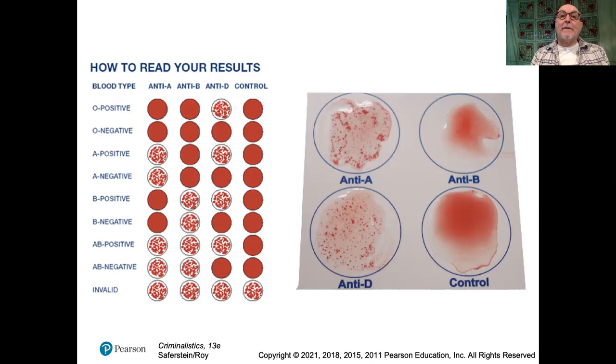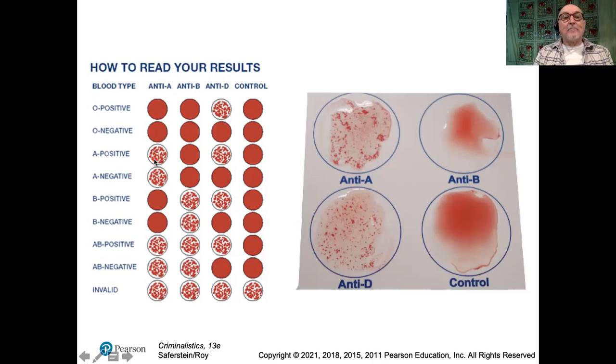Anti-D, look what's happened. It is coagulated. That means it's got D antigen on the red blood corpuscle. So it is Rh positive. That is what it is. O reacts to neither anti-A nor anti-B. O positive because it has the D antigen. Control is fine. Your test is fine.